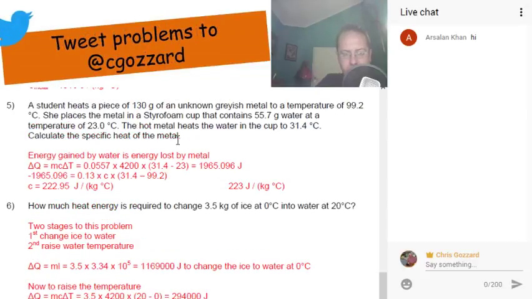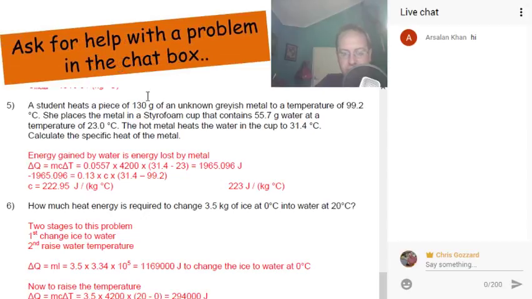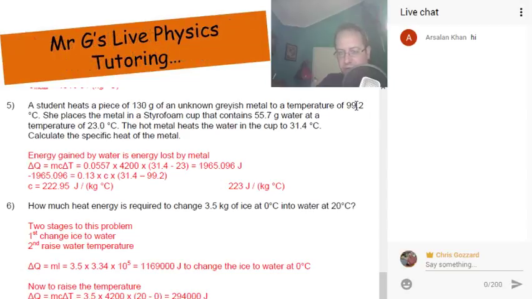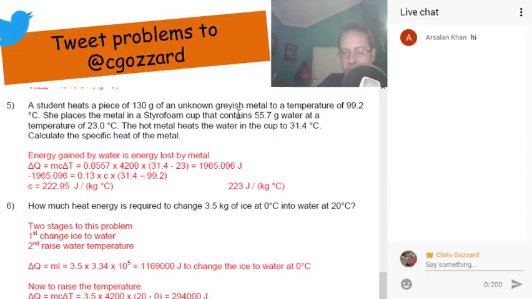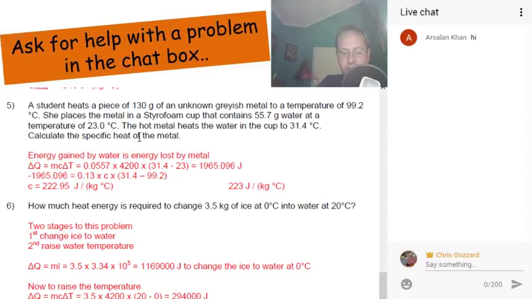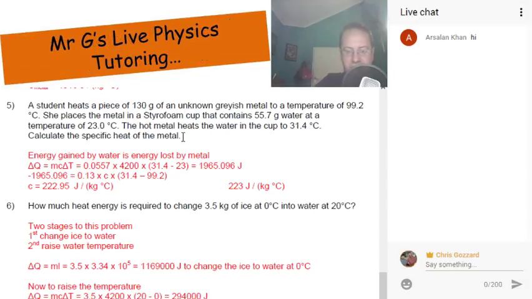Okay, number 5. A student heats a piece of 130 grams of an unknown greyish metal to a temperature of 99.2 degrees. She places the metal in a styrofoam cup that contains 55.7 grams of water at a temperature of 23.0 degrees. The hot metal heats the water in the cup to 31.4 degrees. Calculate the specific heat capacity of the metal.